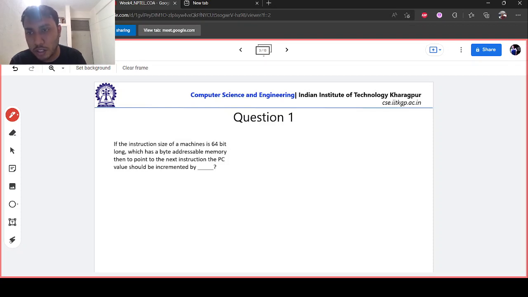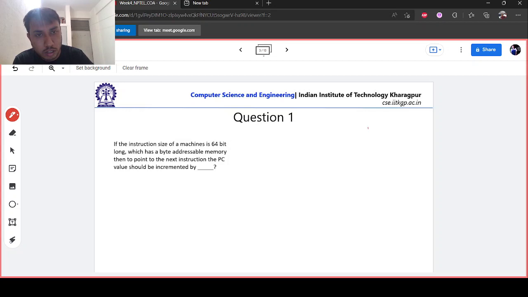So the first question is that the instruction size of a machine is 64-bit long, the memory is byte addressable, and to point to the next instruction the PC value should be incremented by how much? So what happens in a byte addressable memory? In a byte addressable memory, each byte has a unique address. So if the instructions are 64-bit long, then the PC value will be incremented by 8 to point to the next instruction to be executed, right?